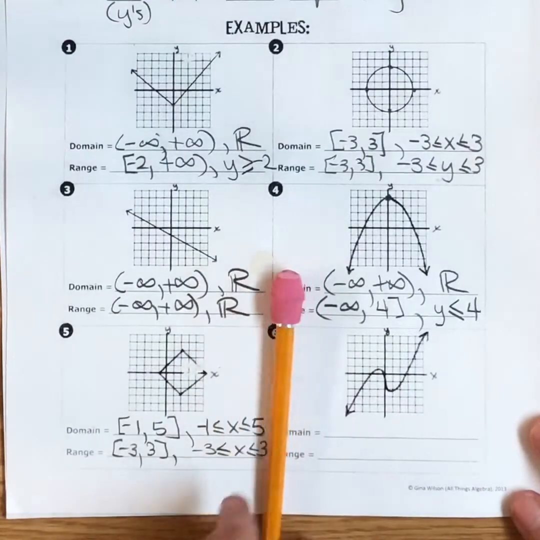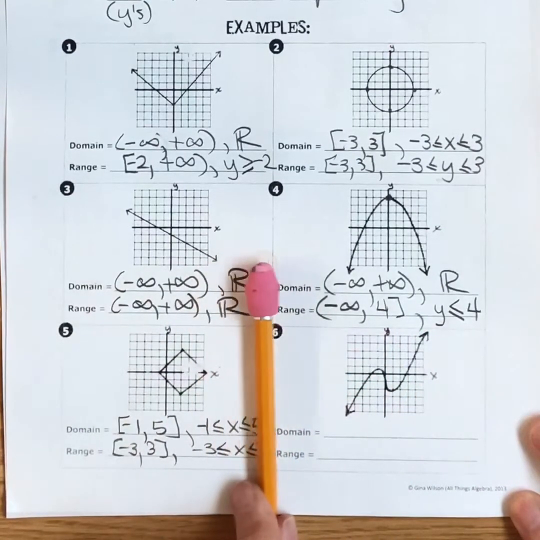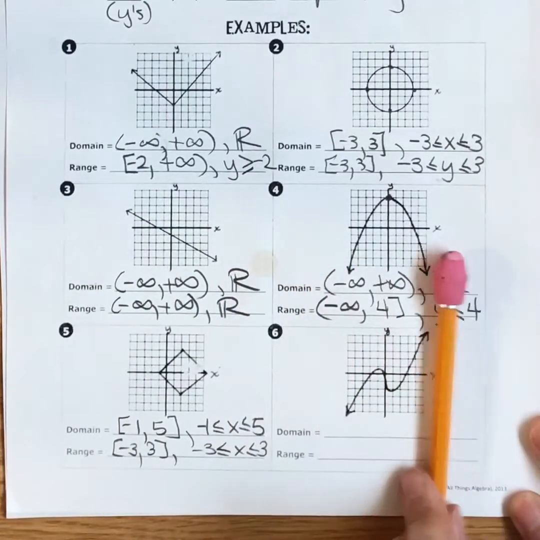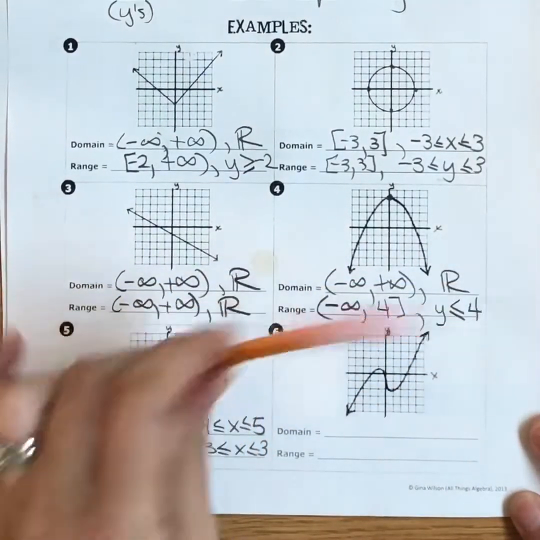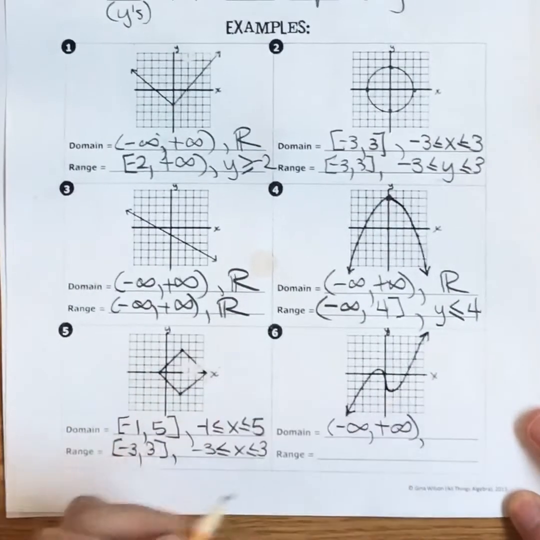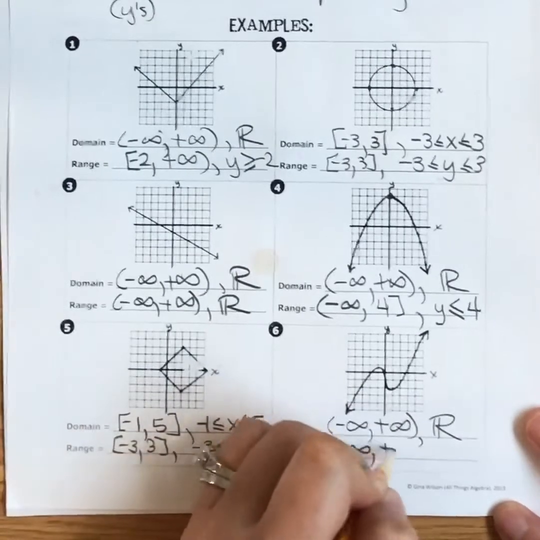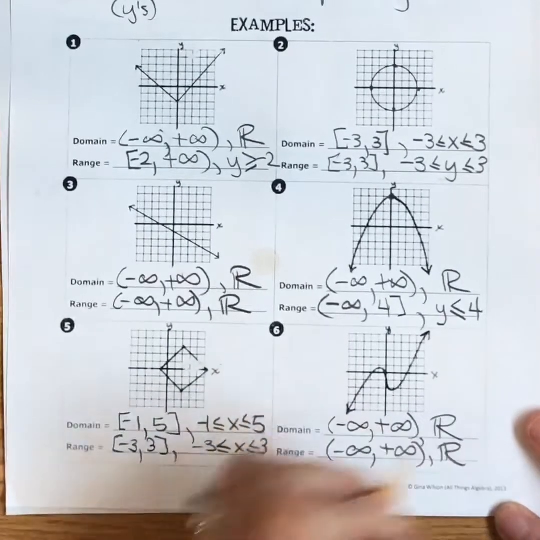Now number 6, this swoopy part doesn't matter, it's the end. So if I quickly determine I'm going to hit an arrow, arrow, arrow, arrow, automatically I'm not going to waste any time. I just know it's negative infinity to positive infinity, which means all real numbers for both domain and range. Okay.